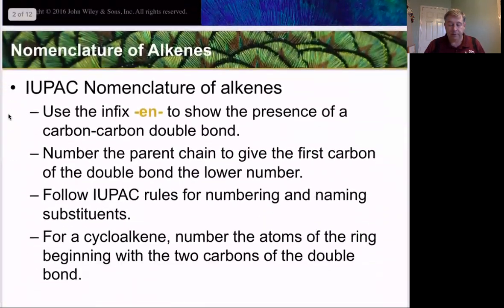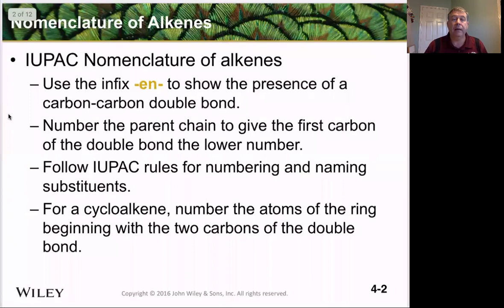rules we have. Okay, using that IUPAC name system, we are going to use the infix -en- to show the presence of a carbon-carbon double bond. Remember, for alkene, the e at the end just means we have a hydrocarbon. We can have other things at that end, like an -ol or an amine, depending on what kind of functional groups we have. So we need to make sure that we're only using that infix, okay?